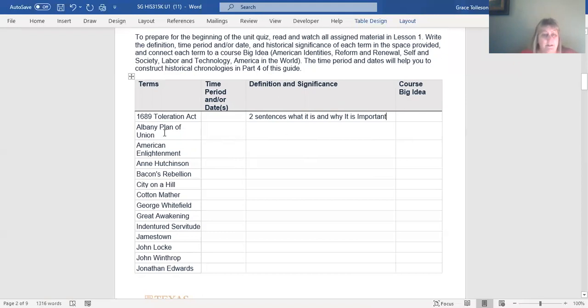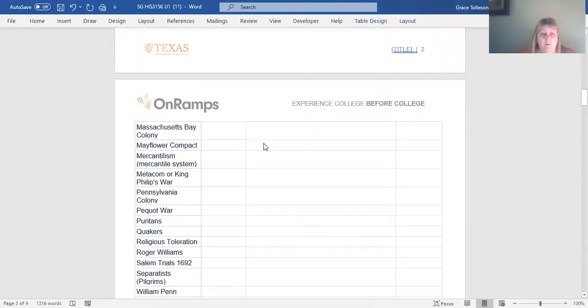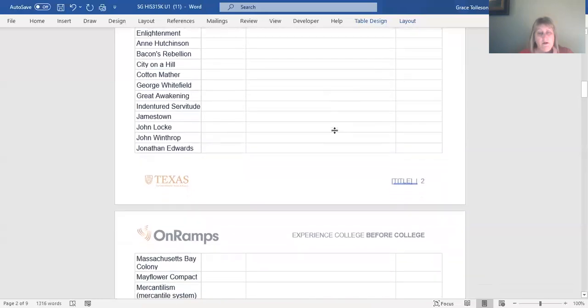What big idea do you think the Albany Plan of Union fell into? Maybe American identities. Okay, so you should have this filled out before you come to class. That quiz on the first day, you will be quizzed over these terms in part 2. Okay.